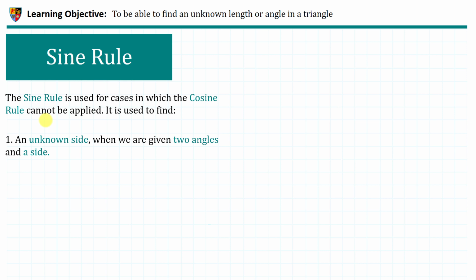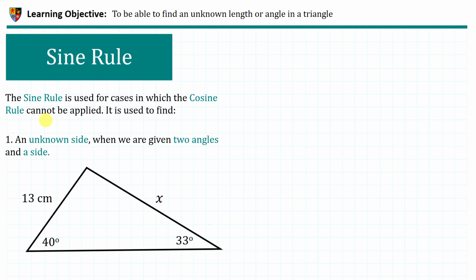So where can you use it? Let's say you have an unknown side and you're given two angles and a side. You want to find an unknown side. No, you don't have the two lengths and an included angle. 40 degrees is not included between the two lengths, so cosine rule is out, sine rule is in. Okay, so that's really the check.